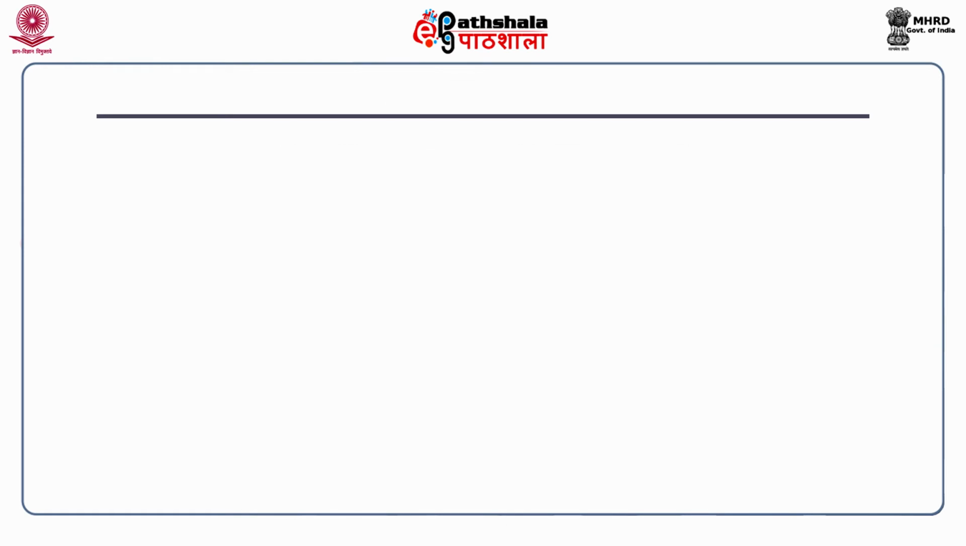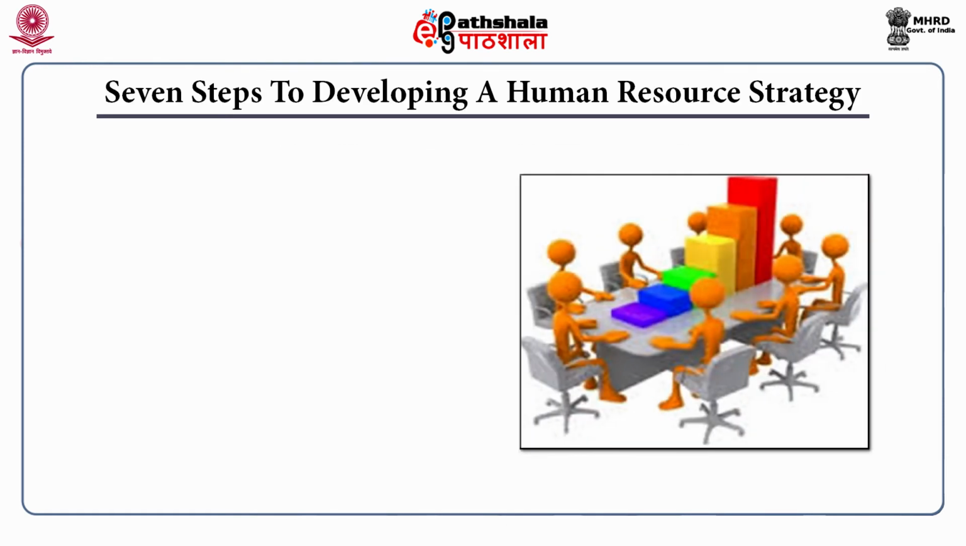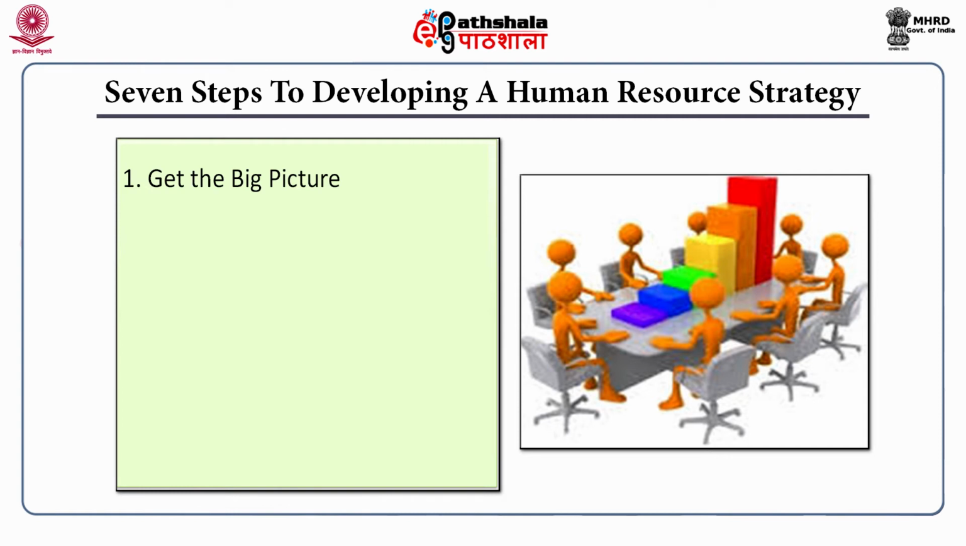So, let us now understand the 7 steps to developing a human resource strategy. First is get the big picture. Understand the business strategy. What are the driving forces of the business? Technology, distribution, competition or the market? What is the fundamental people contribution to bottom line business performance? Second is develop a mission. This relates to the people side of the business. What do the organization's people contribute?